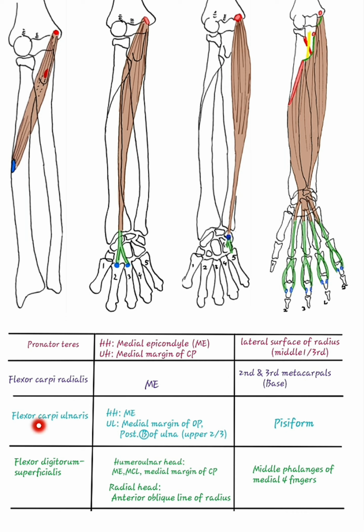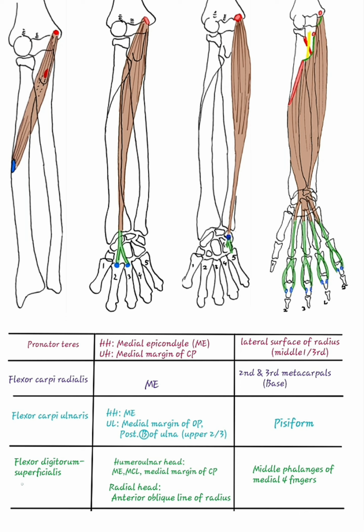Flexor carpi ulnaris arises by 2 heads, humeral head, ulnar head. Humeral head arises from medial epicondyle of humerus. Ulnar head arises from medial margin of olecranon process and upper two-third of posterior border of ulna. Insertion, it inserts into pisiform bone. The insertion is prolonged to hook of hamate and base of fifth metacarpal.